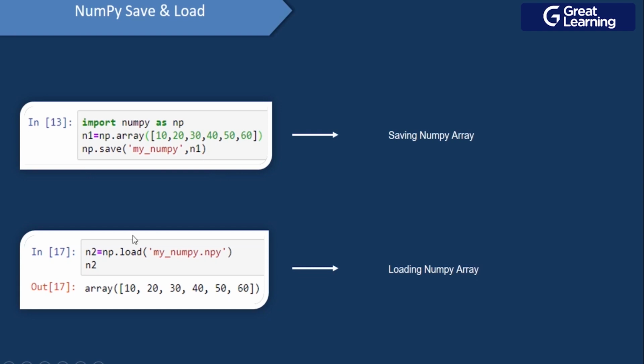Now once we save this, to load this NumPy array, we will have to use np.load, and over here we'd have to give in the name by which we saved this NumPy array. So we saved this NumPy array as my_NumPy, and we'd have to give the extension which is .npy, which basically stands for NumPy, and we go ahead and store this in n2 and we print out n2. We see that we have successfully loaded this NumPy array over here.